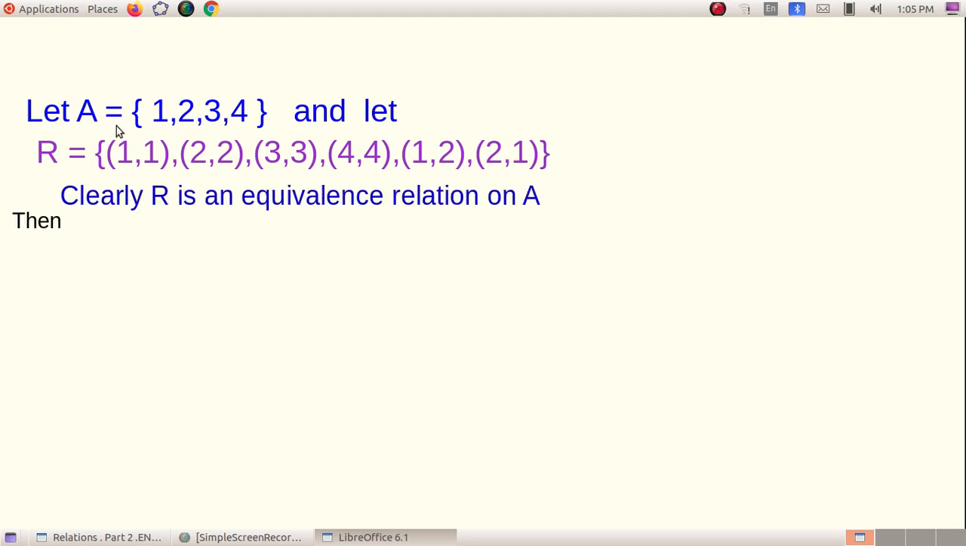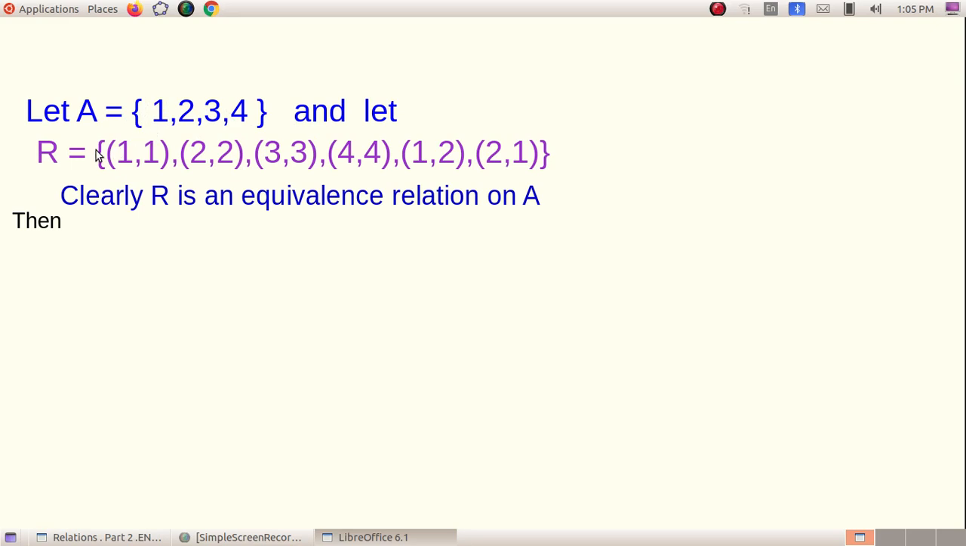Now listen. How many elements are there in A? 1, 2, 3, 4. Four elements are there. Which is the first one? That's 1. Now listen. Which are the elements in A related to the first element 1?